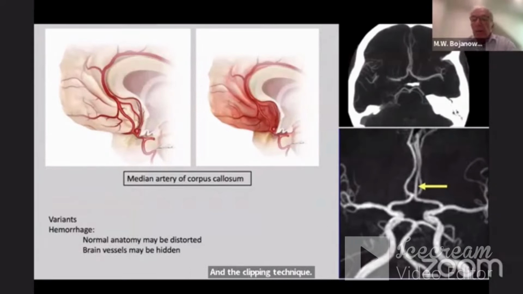So I want to emphasize first the importance of being aware of anatomical variance in each case. In addition, when there is a bleeding, when the aneurysm has ruptured, it's crucial to remember that the brain vessels may be obscured by the presence of the blood. For the variance, here you can see the presence of a median artery of the corpus callosum, which is a very important artery when it's well developed like this, because not only will it supply the subcallosal area, but also it can give branches to the hypothalamus.